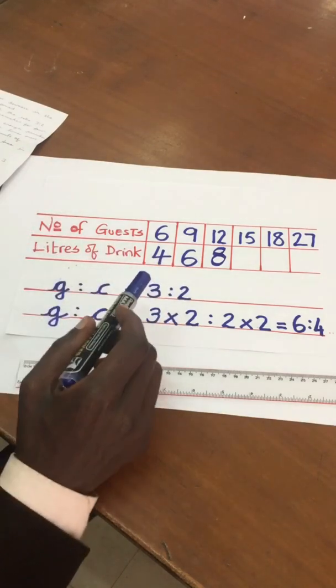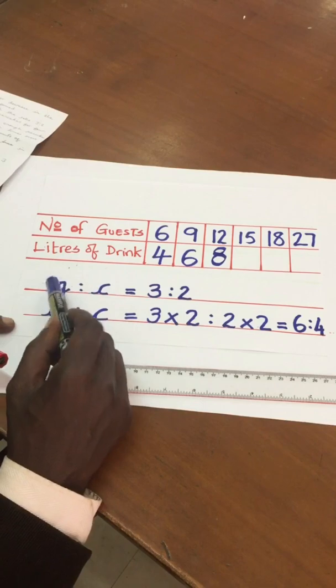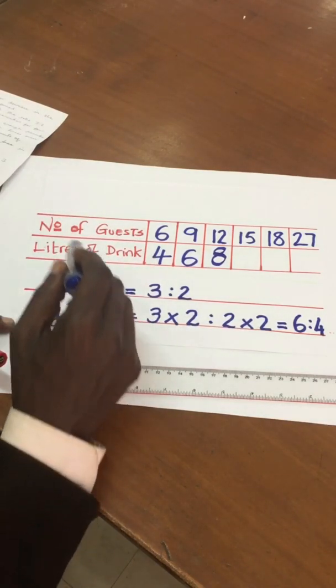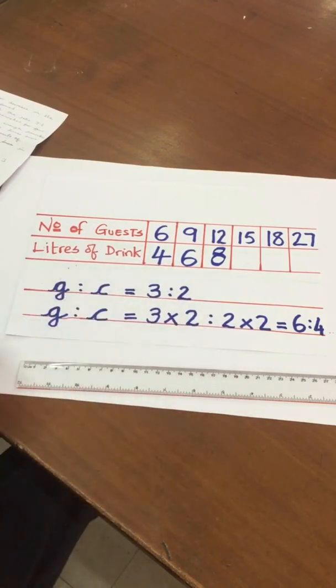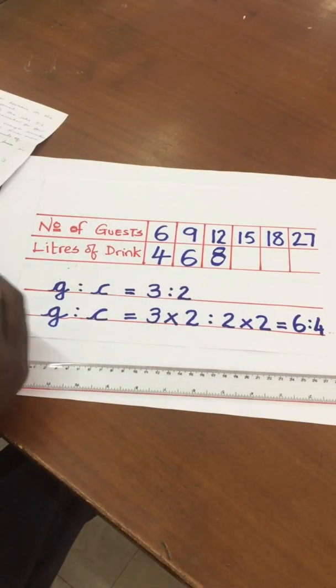We need to do the same to find for these others here. So what is important here is the working ratio, G to C, G standing for number of guests, and C standing for liters of cold drink, 3 to 2. This is how you are going to fill up all the others here.